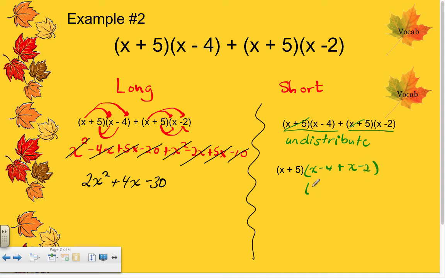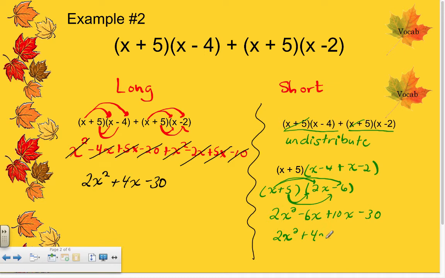I can combine like terms here to make my life easier. 2x's minus 4 minus 2 means minus 6. And now I can finally do that long multiplication. 2x times x is 2x squared. Pass out the x, negative 6x. Now we've got to pass out the 5 to everybody. Combine like terms. 2x squared, I owe 6, I have 10, so that means I have 4x, minus 30. Hey, looky here, it's the same answer.